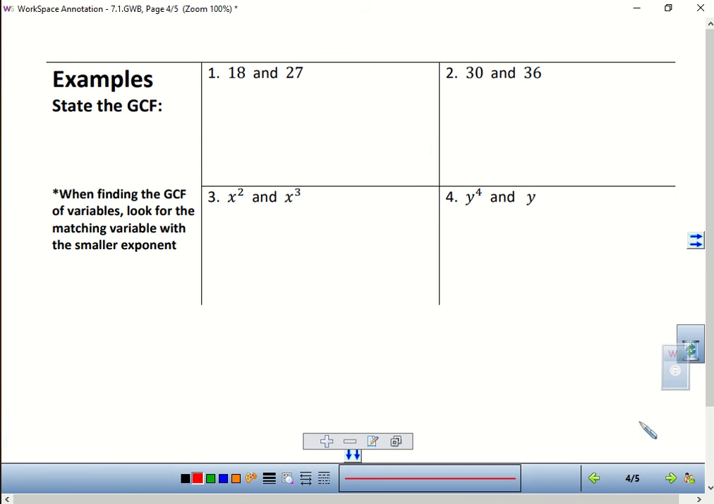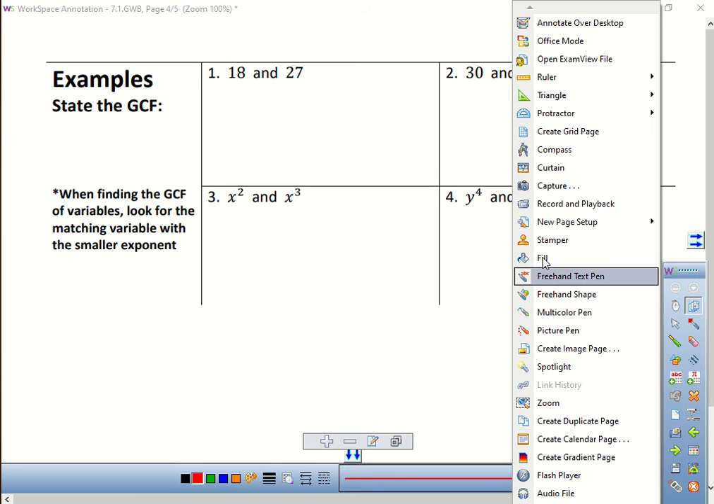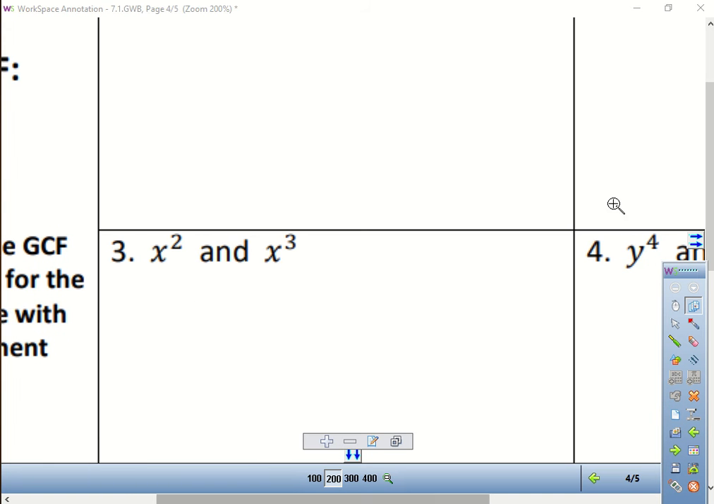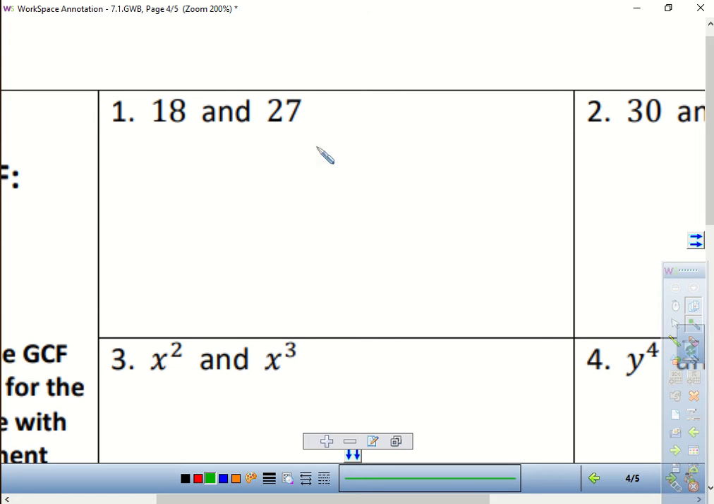Now we're going to do some examples of stating the GCF. We're just going to simply find the GCF. We're not going to be factoring out anything yet. So the way that we do this, not 3, that's a common factor, but it's not the greatest. The way we can verify this is we're going to list out the factors of each one of these terms. We usually want to start with the most simple one.